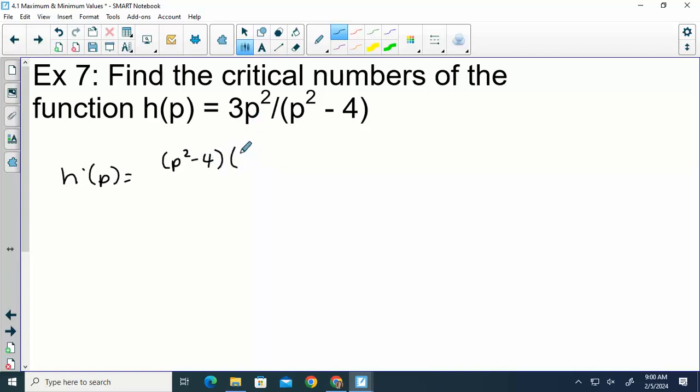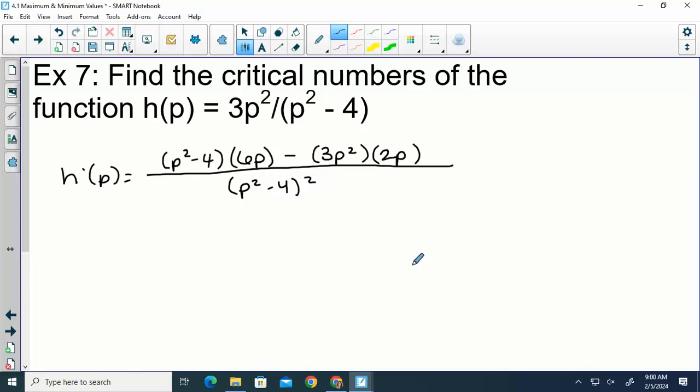So low d high, derivative of the top would be 6p minus high, d low, derivative of the bottom, over low squared. So this would give me a 6p to the third minus 24p minus 6p to the third.